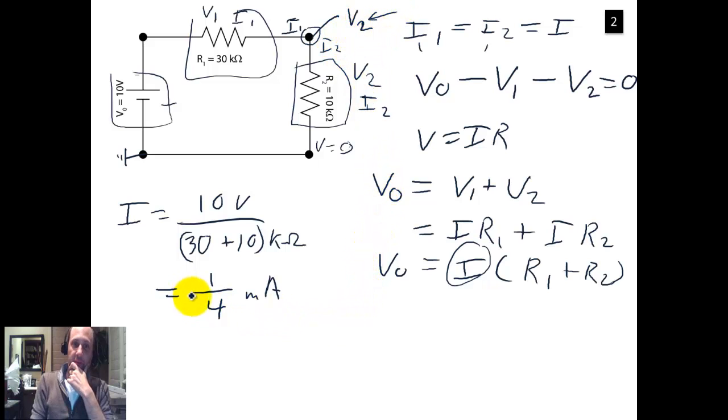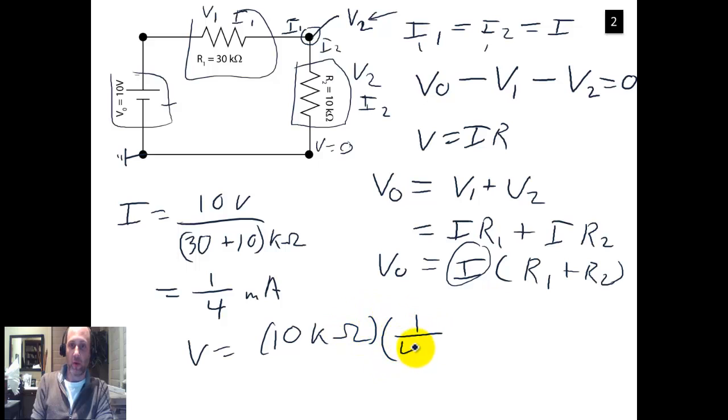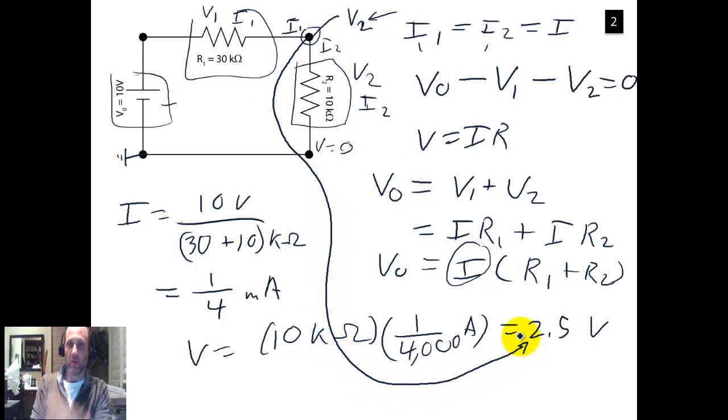So how are we going to find that? We found the current. We know the resistance. So V equals IR, where R is 10 kilo ohms, and I is 1 over 4,000 amps. So 10,000 divided by 4,000 is going to be 2.5 volts. So we know the voltage at this point right here is equal to 2.5 volts.